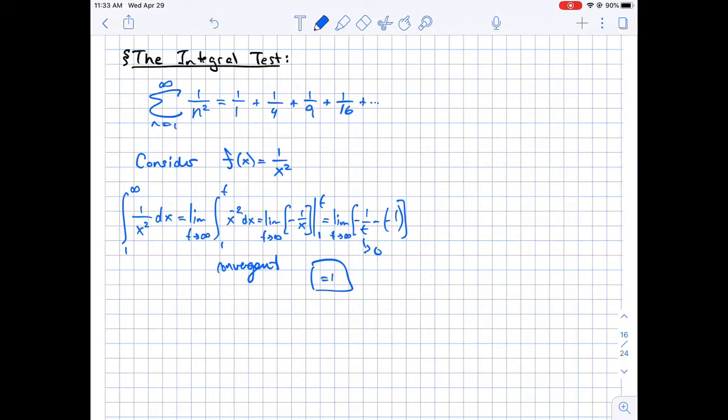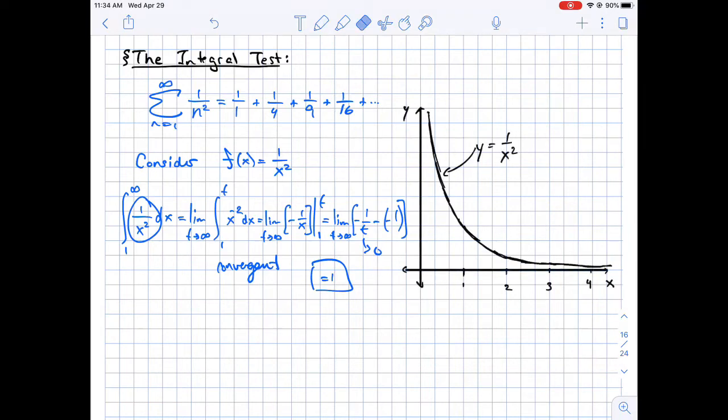Now, why do we care about this? Well, let's actually take a look visually at what this integral represents. It represents the area underneath 1 over x squared from 1 to infinity. So here we have a graph of 1 over x squared, and the integral from 1 to infinity is going to be this area right here. And we know that that area converges. That area is finite.